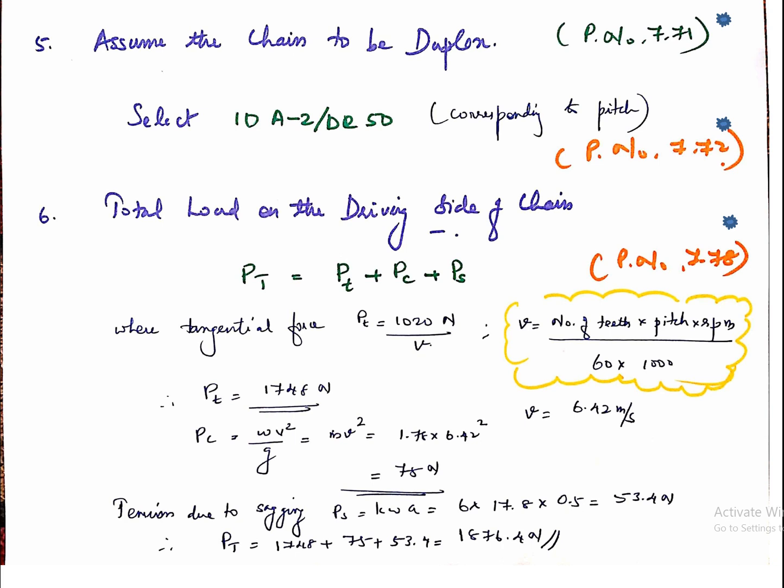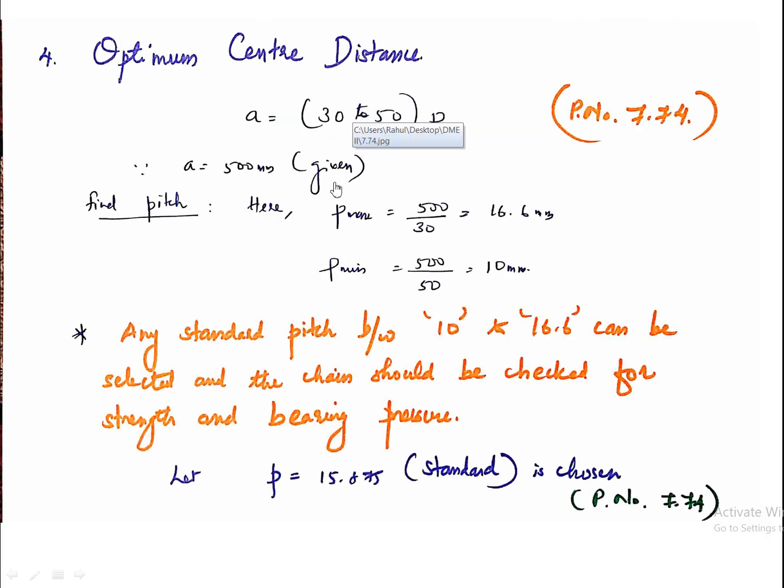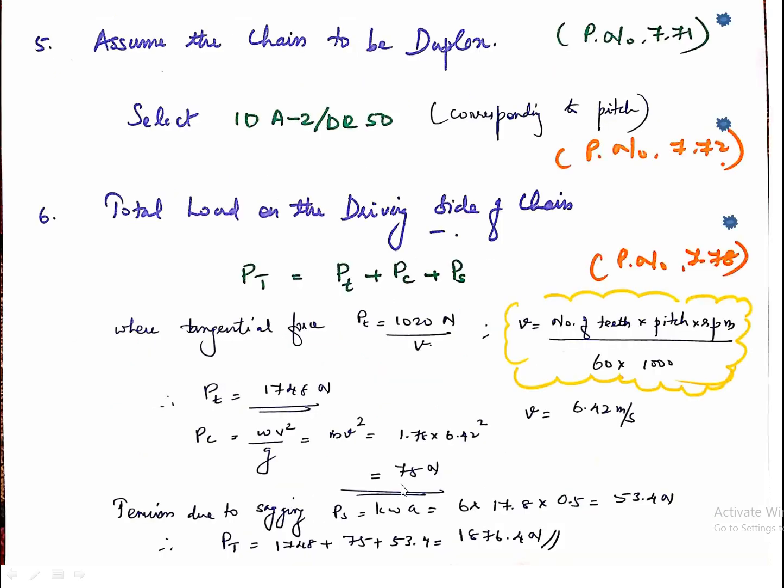Now, once this value has been found out, the next step is to select the type of chain. As I said, the type of chain is selected. One of the parameters used for selecting the standard chain is your pitch value. So once the pitch is found out, you can select the chain. Now, from the design procedure itself, we have seen that you can either select a simplex chain or a duplex chain.